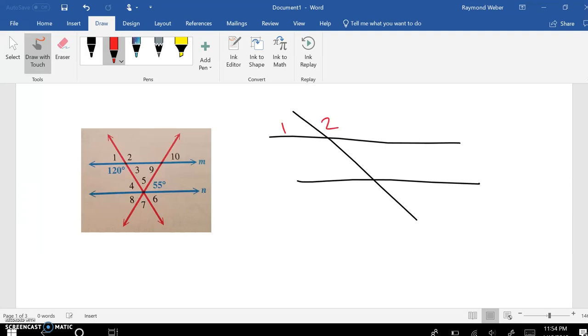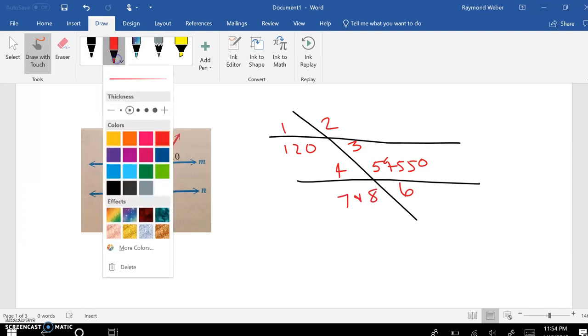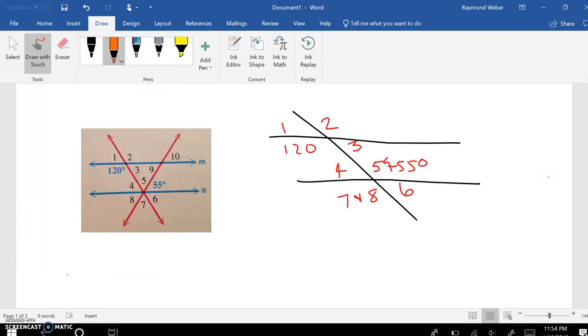So this 1, 2, 120, 3, and then I have 4. And so this is angle 5 plus 55. And then I have over here, let's see here, this is 6, and this is 7 and 8. The reason I did that is I can kind of narrow this down as I go, and I'm trying to help myself ascertain it. So, using this fact, this also must be 120.